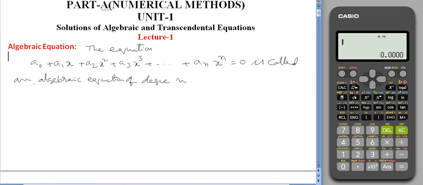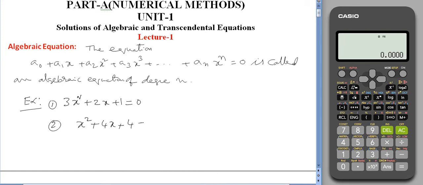For example, very simple: 3x square plus 2x plus 1 equals 0 is an algebraic equation. Now, another equation: x square plus 4x plus 4 equals 0. Now, coming to the third one: x power 21 plus 2x plus 5 equals 0.